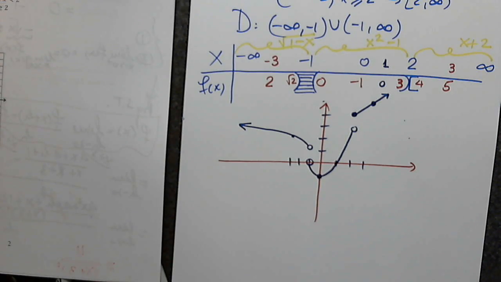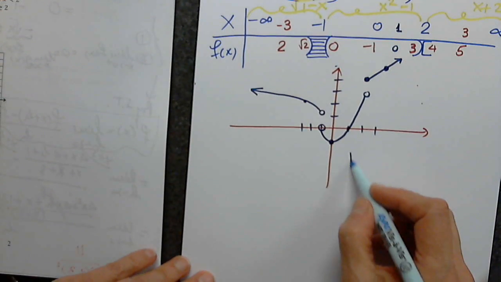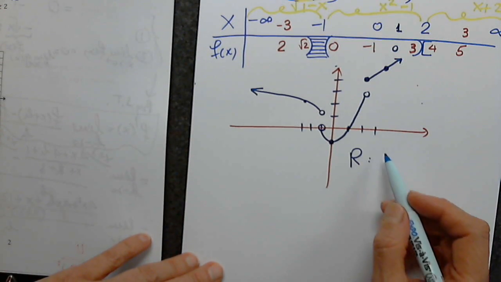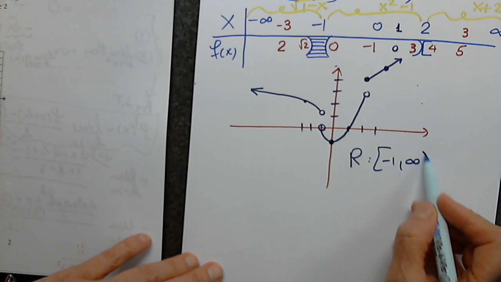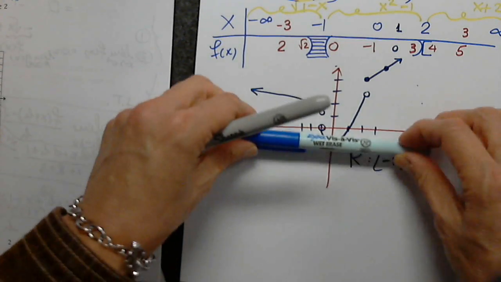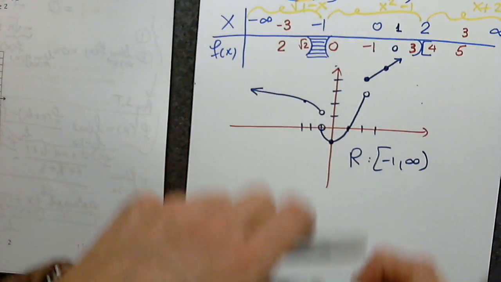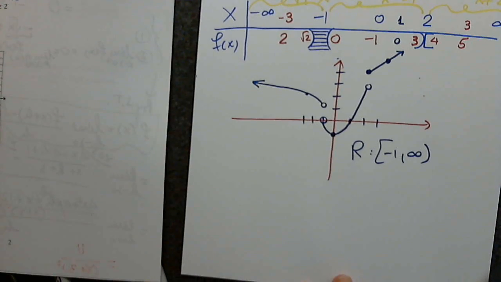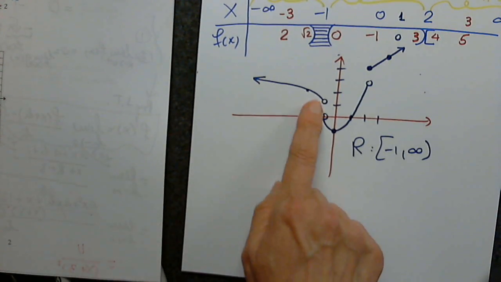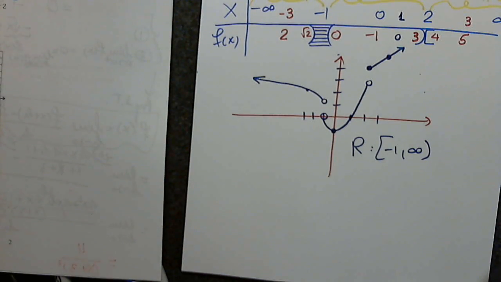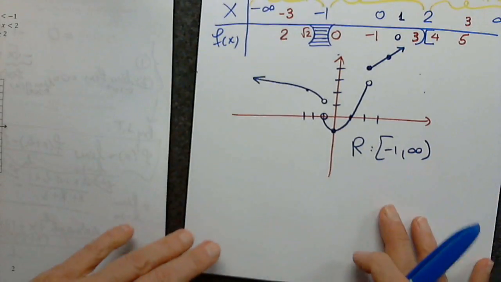I have the domain established. Can anyone give us the range? So, negative 1 to 3. Negative 1 to infinity? Yeah. Because it will exist for any y value, even though it's separated at... Because this goes to infinity. And this goes to infinity. Okay. So now I can answer the questions.